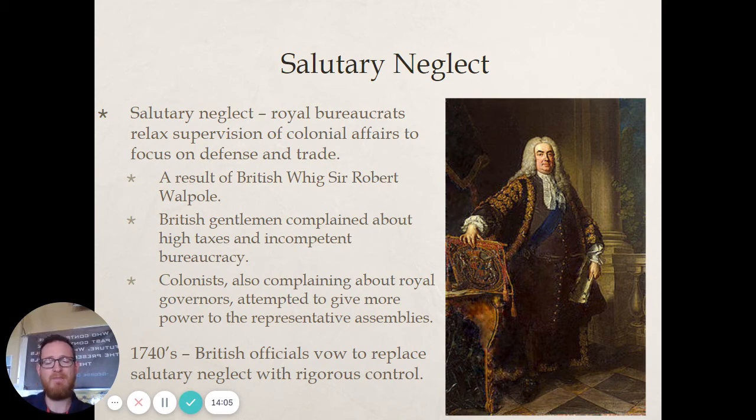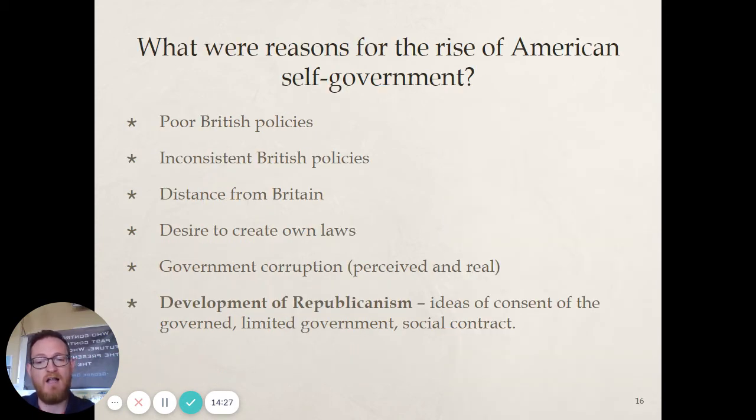Revolution. By the 1740s, you're going to see the British start to walk back on some of these ideas of salutary neglect and try to start to replace that. Now, they would start that in small steps. After the 7 Years' War, the French and Indian War, is when you're going to really see that they pretty much drop salutary neglect altogether and get very, very involved within the colonies.